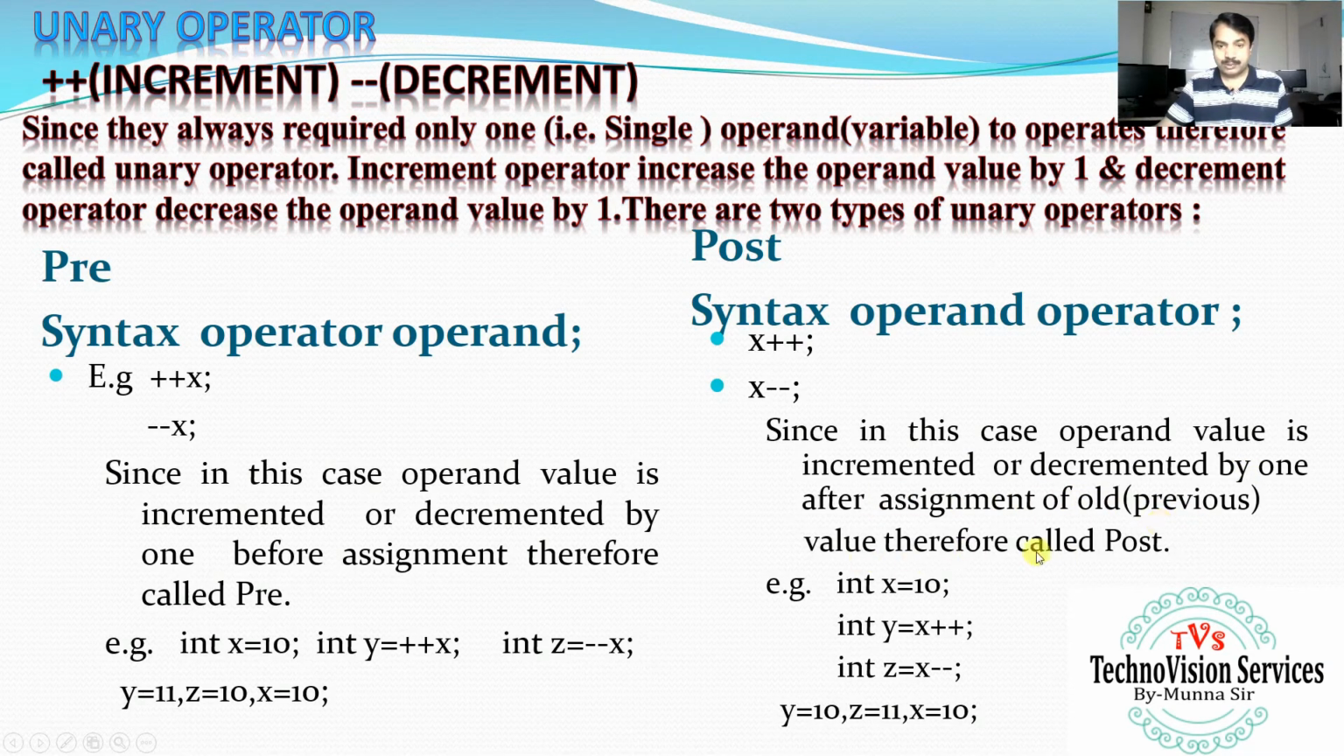For example, x = 10 means we have declared an int type variable x and the initial value is 10. Now at the line of y we have used the post unary operator, x++. Here we have written the operand first and then used plus plus. Therefore this is called post. It means first the x value will be assigned to y, and after that the x value will be incremented by 1. Therefore it is known as post.